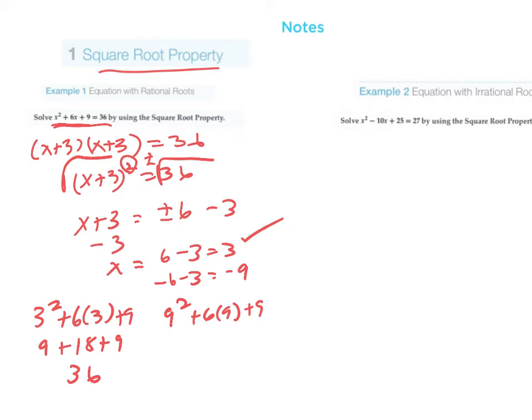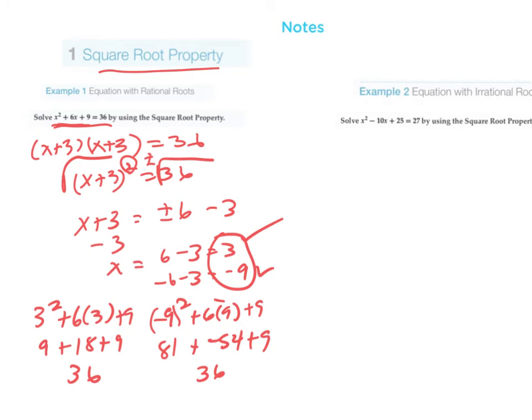And when I do that math, oh, it's my fault, a negative 9, that's a negative 9. So when I plug in a negative 9 and I square it, I do get 81. But 6 times a negative 9 is a negative 54. And when I add 9 to that, I do get 36. So it also checks. So those two are the solutions.